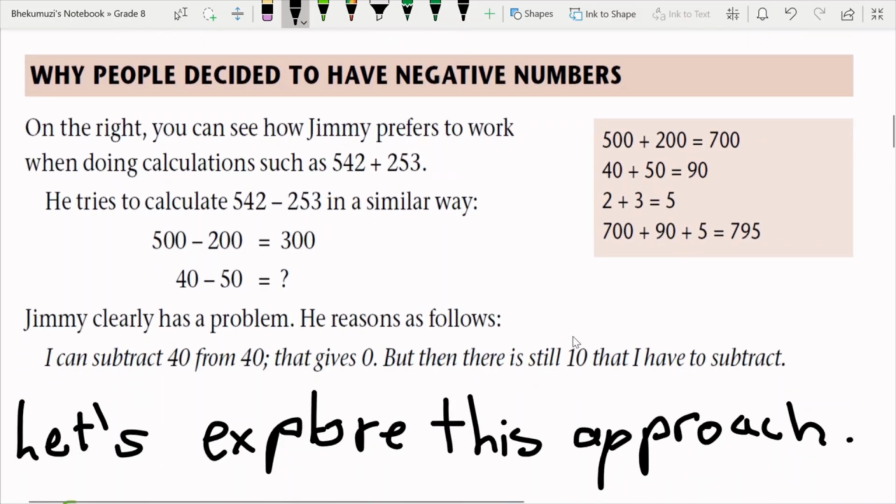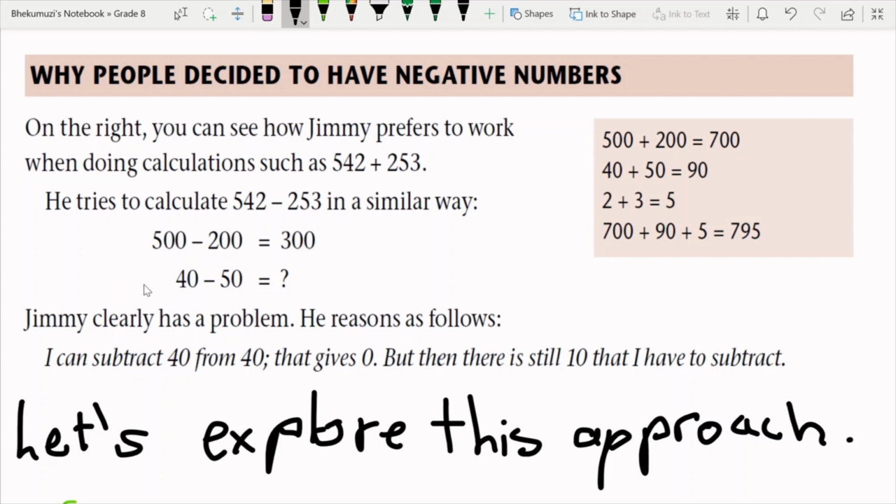So now what is the importance of integers and what do we see from integers? Here's an example. On the right over here, you can see how Jimmy prefers to work when doing calculations such as 542 plus 253. He separates them into hundreds, tens and units, and then he calculates them all together at the end, right? So what happens if we say 542 minus 253?